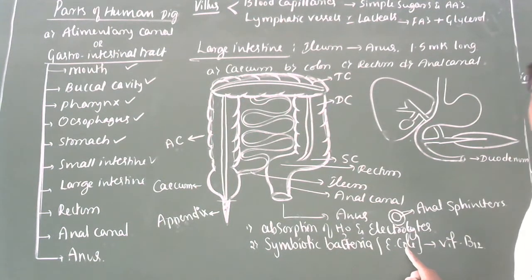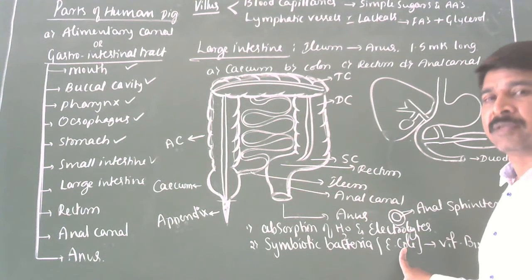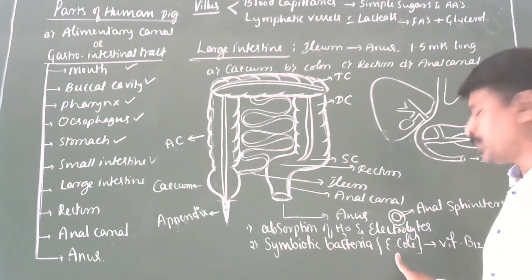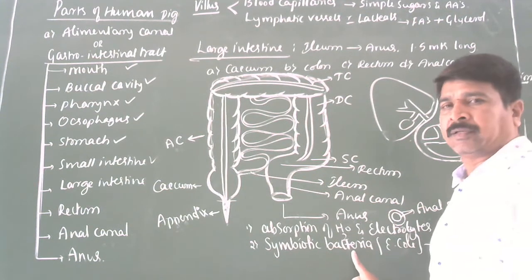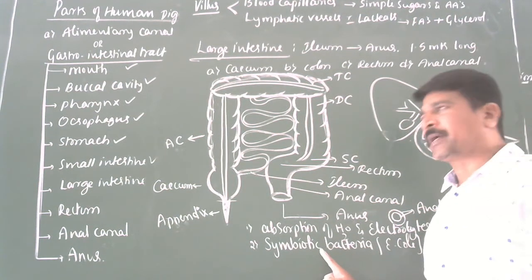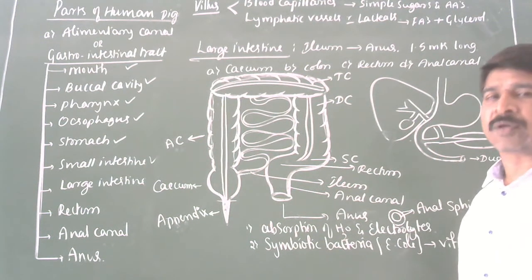Why it is called coli now? Because it is present in the colon. That you should remember. It is a prokaryotic organism, symbiotic bacteria. Those bacteria which are mutually beneficial and associated with each other are called symbiotic bacteria.